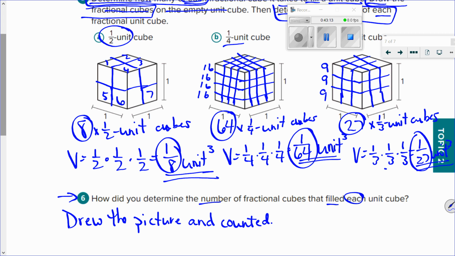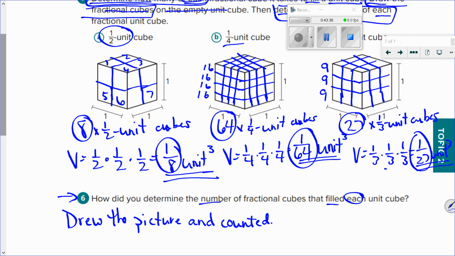see the pattern? My denominator gave me how many cubes it would take, which, if you think about it, makes sense. If it's 1/8 of a unit, then I'm going to need 8 of them to fill it up, because that would be 8/8. If I need 1/64, then I need 64 of them to fill it up, because 64 over 64 is 1.